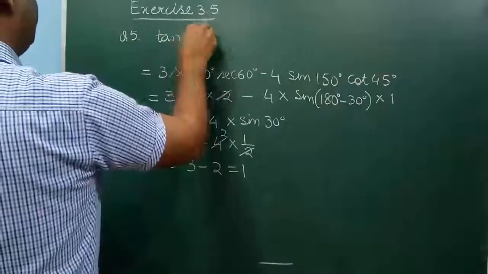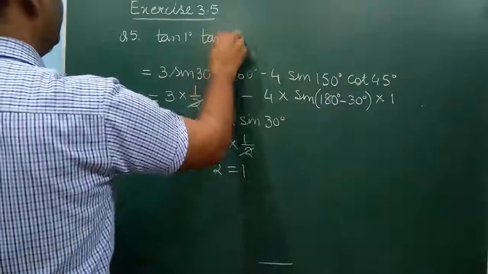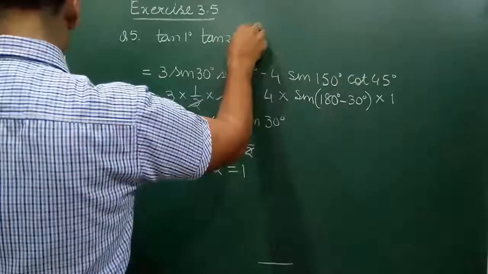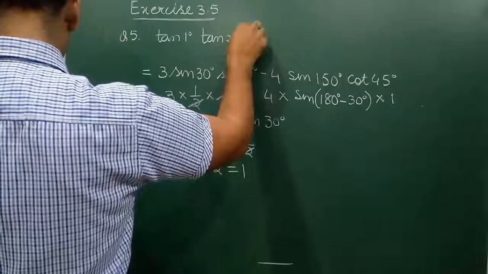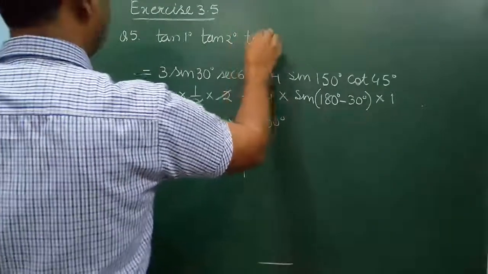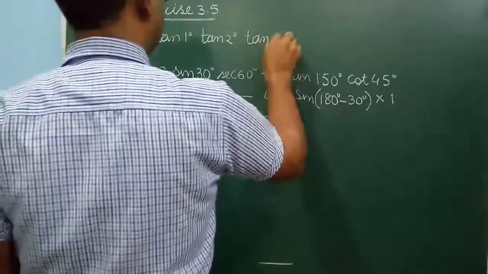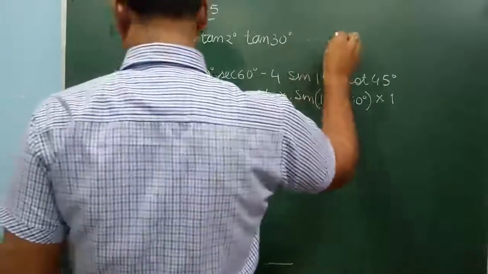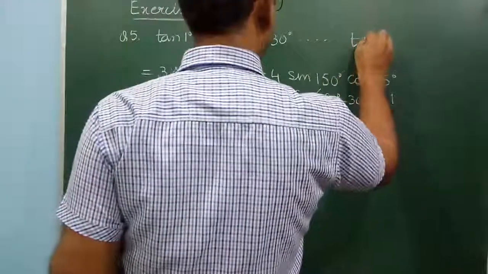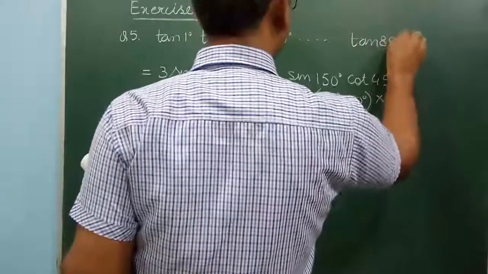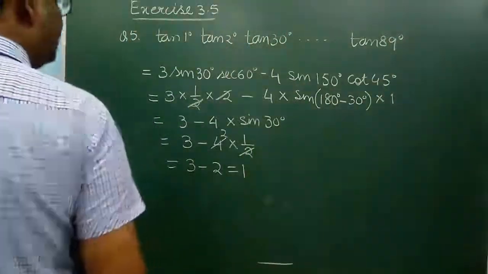Tan 1 degree, tan 2 degree, tan 3 degree, and so on up to tan 89. We have to find the value of this expression.